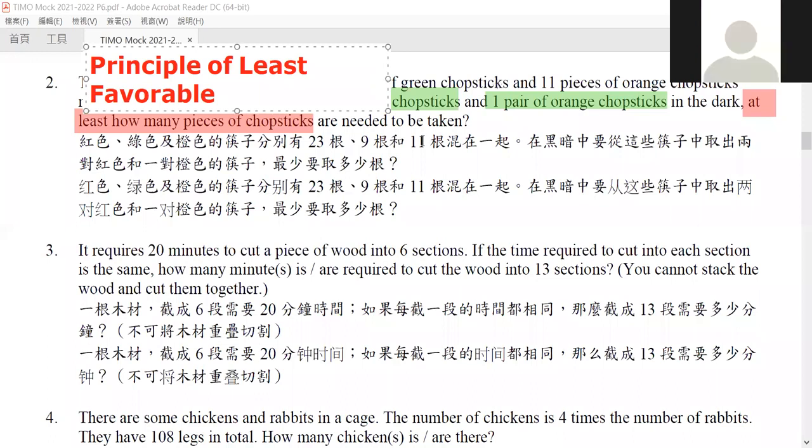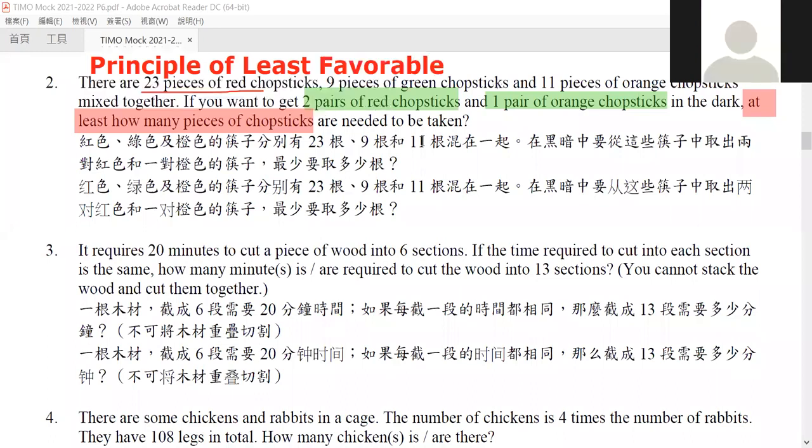Principle of least favorable. Now, this is always the case. Whenever you see a question which asks you "at least" something, this is always the principle of least favorable. Now, what is the principle of least favorable? It is the worst case scenario. Yes, this is another way of saying it is the worst case scenario. Very good. Thank you. Worst case scenario.